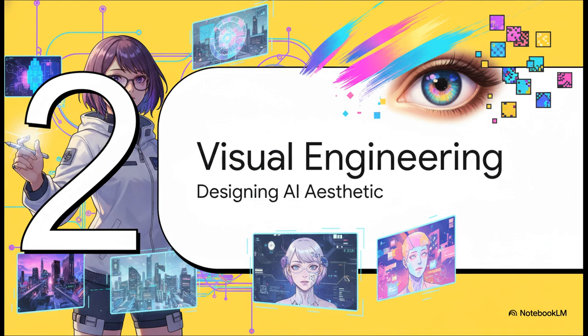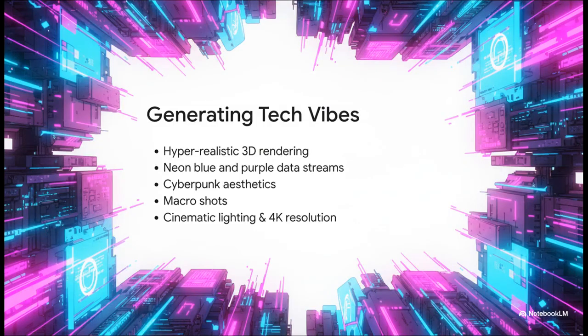Section 2. Engineering the visual prompt. Designing the AI aesthetic. To actually achieve that aesthetic, the source material gives creators a highly detailed 3D generation prompt to feed directly into an AI video generator. Generating these high-tech vibes requires exact instructions. We're talking hyper-realistic 3D rendering, neon blue and purple data streams, cyberpunk aesthetics, macro shots, and cinematic lighting in crisp 4K resolution. These exact keywords instruct the AI to generate a highly professional, incredibly expensive-looking cinematic vibe from just a few lines of text. It's wild.